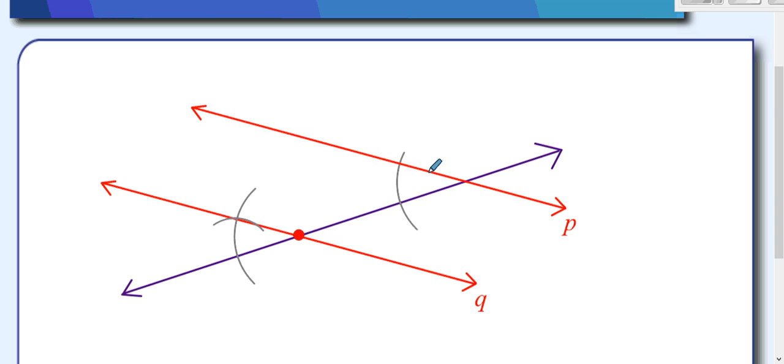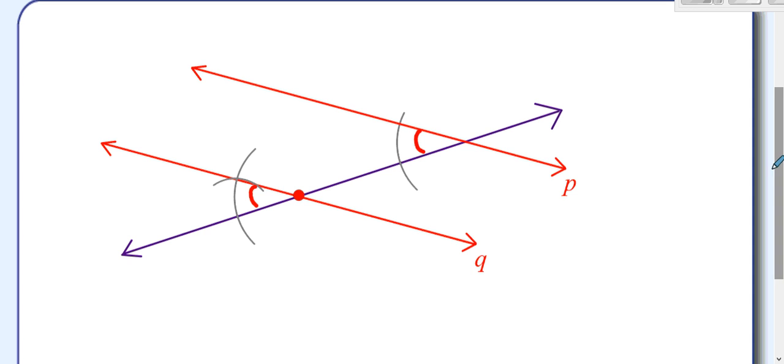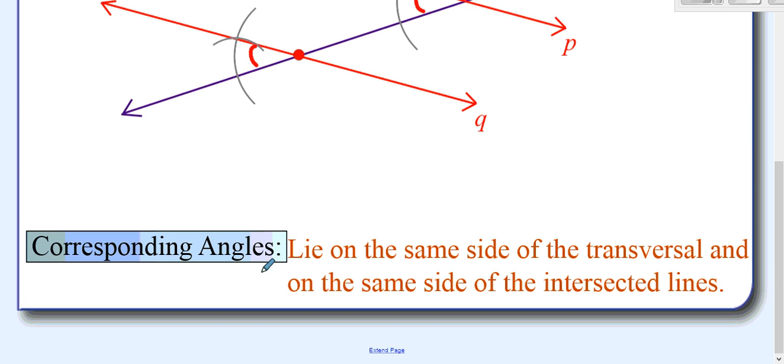So that means that these angles right here, they are corresponding because they're in the same spot. So that's the first definition here. Corresponding angles lie on the same side of the transversal and on the same side of the intersected lines.